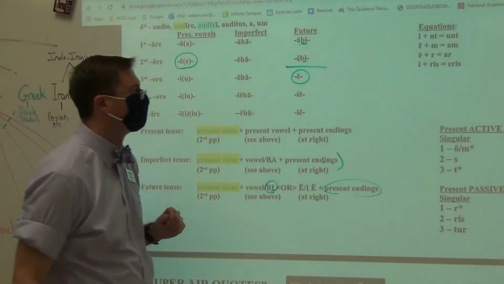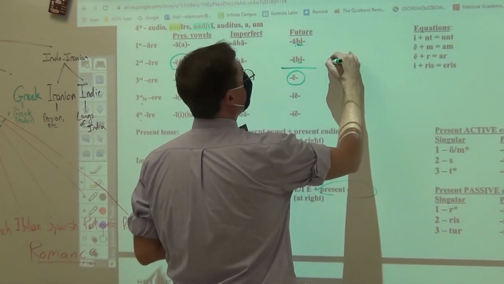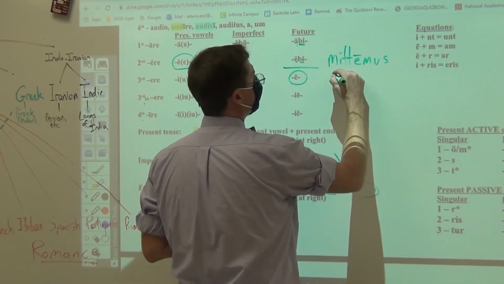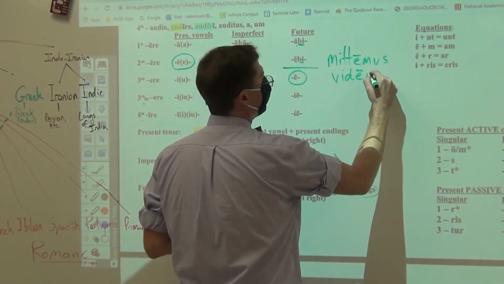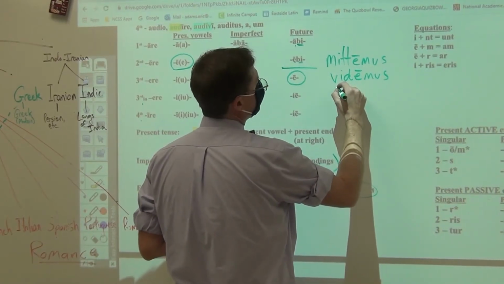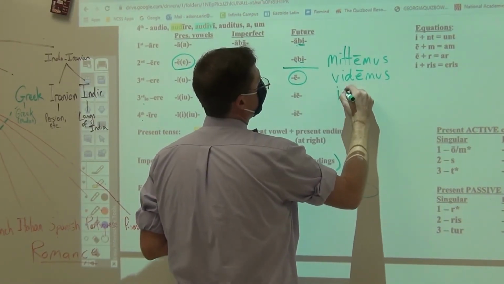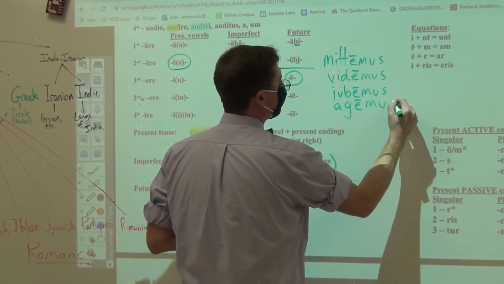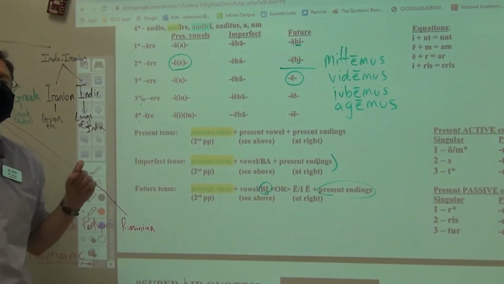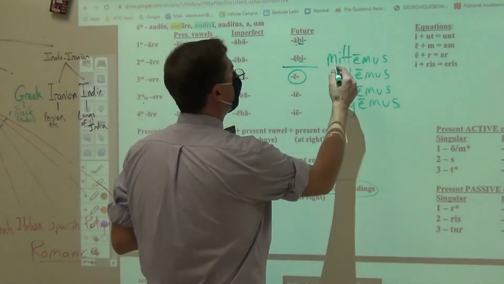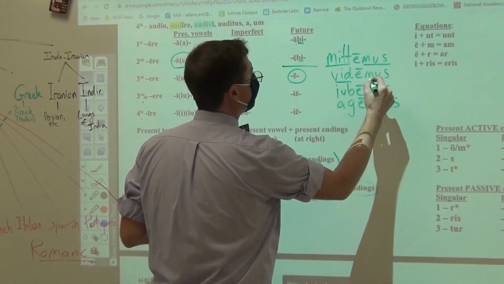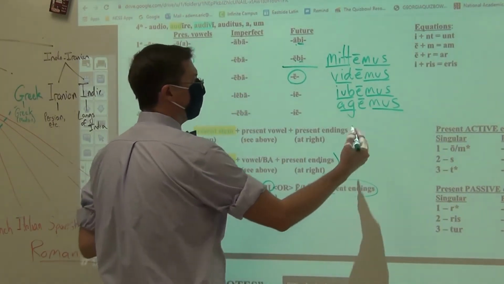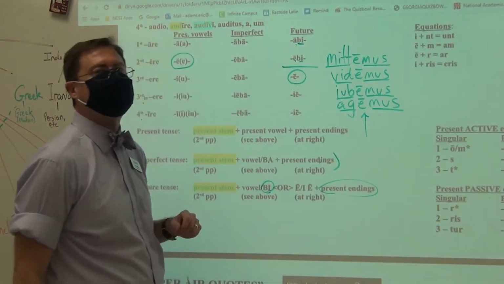And I'll give you an example, four of them. If I were to have the words mittemus and videmus and iubemus and agemus, all of them look in the exact same structure. That is, they all have a present stem and a present ending. And all of them, of course, have the letter E.